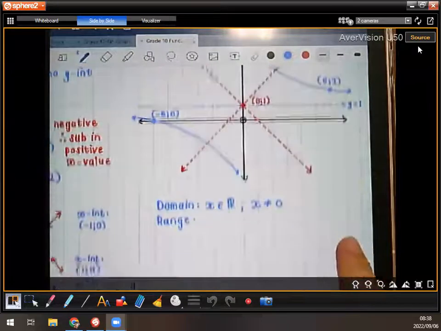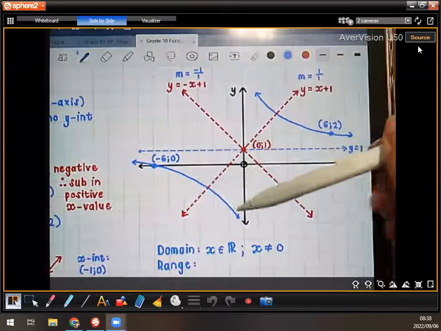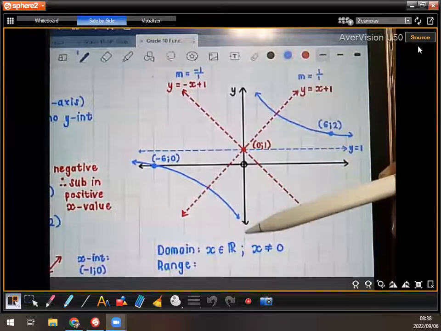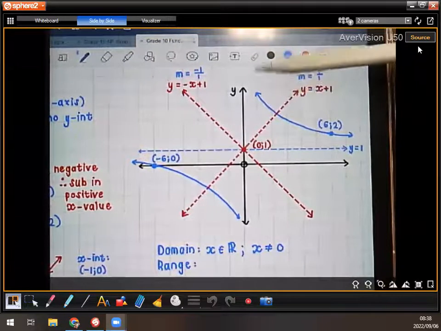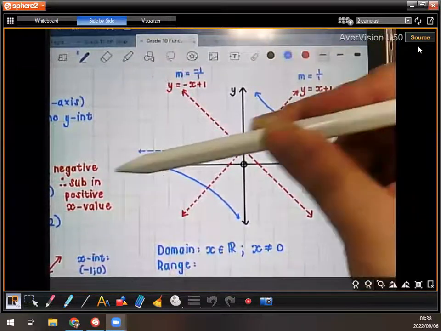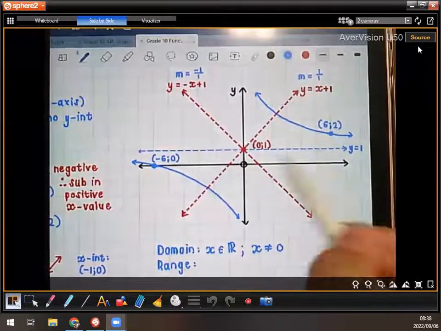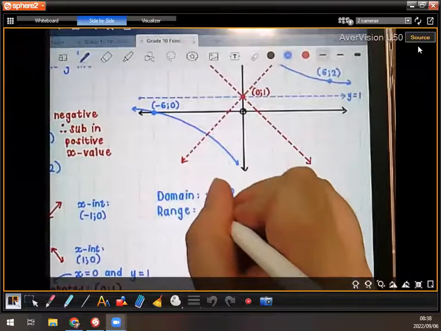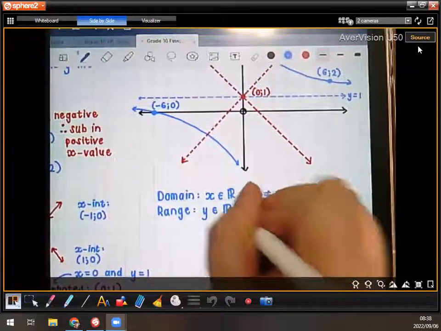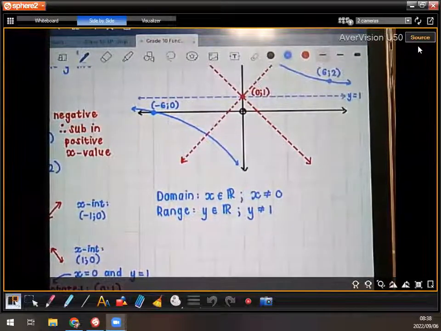And then guys, the range is going to be very similar. Now we're looking at the y values, right? It's going down, down, down. There's an arrow there, so -infinity. At the top, it can carry on going towards +infinity. But where does this graph not have an actual y value? At 1. All right, so we're going to say y is an element of real numbers, but y cannot be equal to 1.